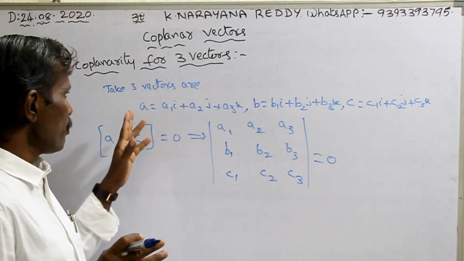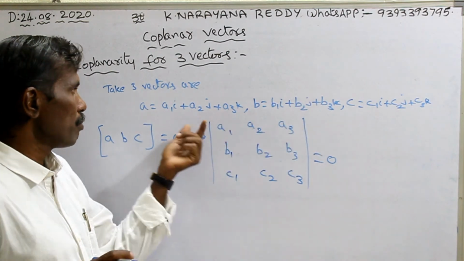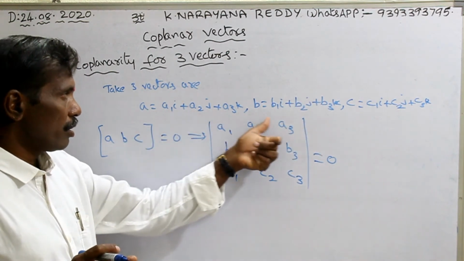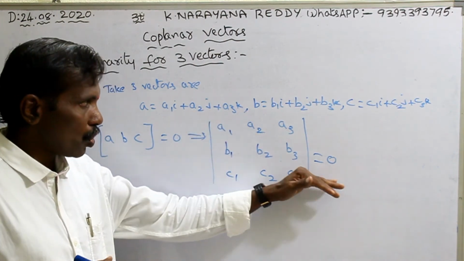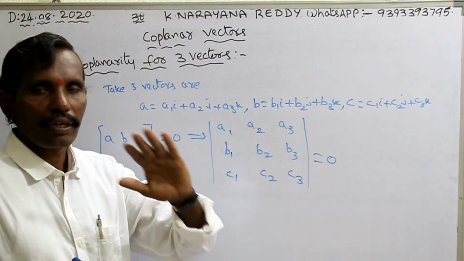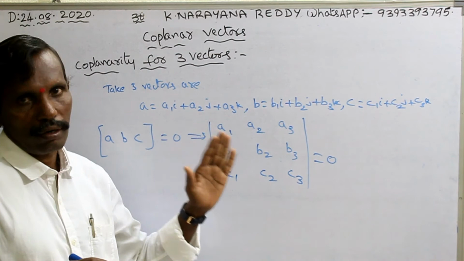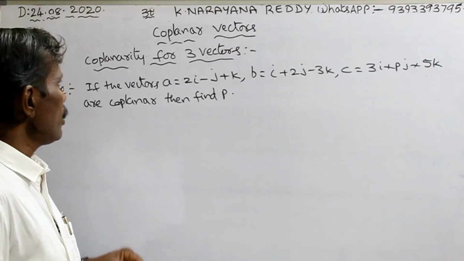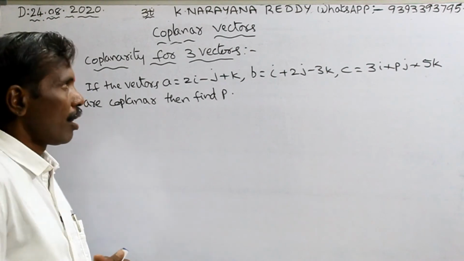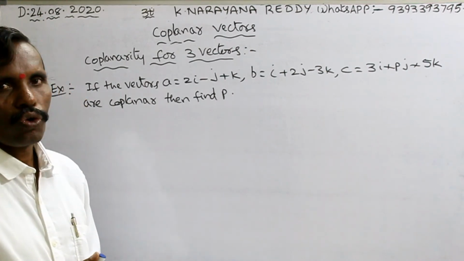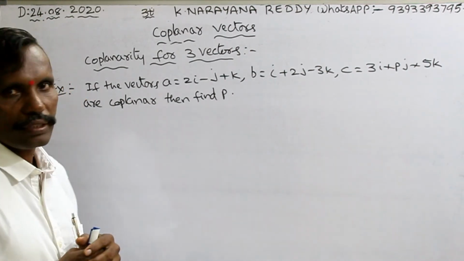Simple. Okay. A, B, C. Simply you can write these in this form. After that you can find the determinant. Whenever the determinant is 0, those are coplanar. Otherwise, non-coplanar. That's all. Okay. See here, coplanarity for three vectors. How to find the coplanarity when three vectors are given?